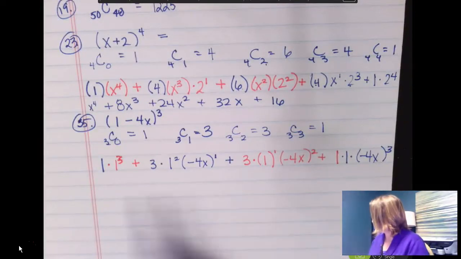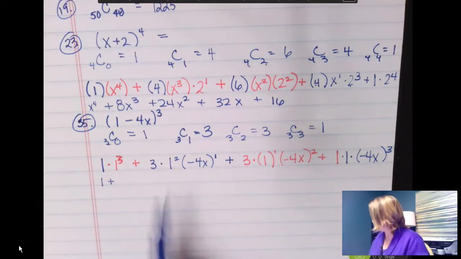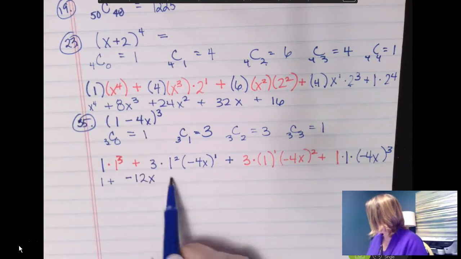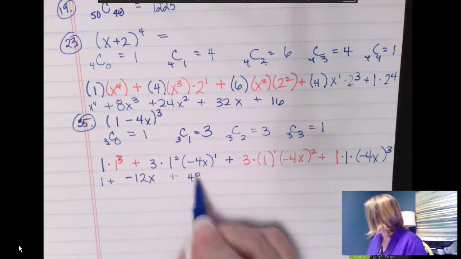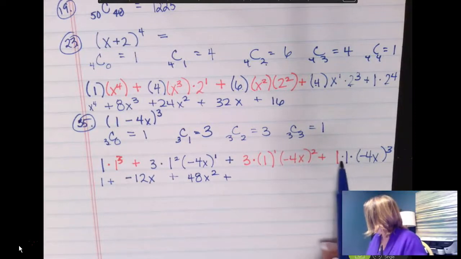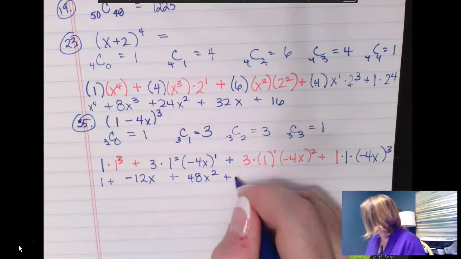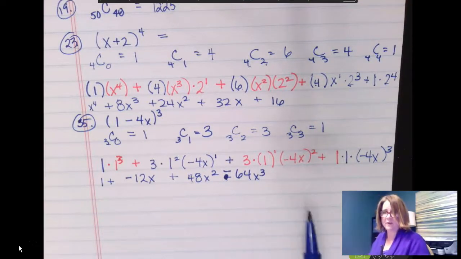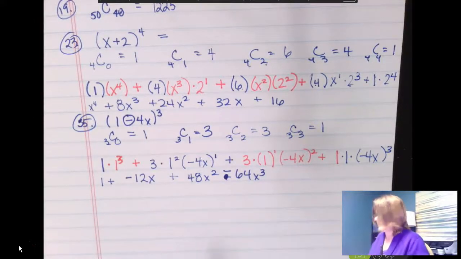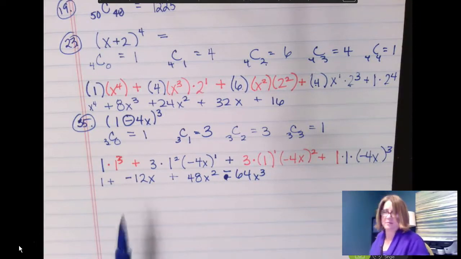So we need to go through and simplify everything. 1 times 1 is 1. So now I've got negative 4x times 3 is minus 12x, plus negative 4x squared is 16x squared times 3 is 48x squared. And then negative 4 to the 3rd power is negative 64. So we've got negative 64x cubed. So that should be a minus 64x cubed. I want you to notice that whenever you have a minus here as part of your initial binomial, you're going to have alternating pluses and minuses all the way down the line in your polynomial.